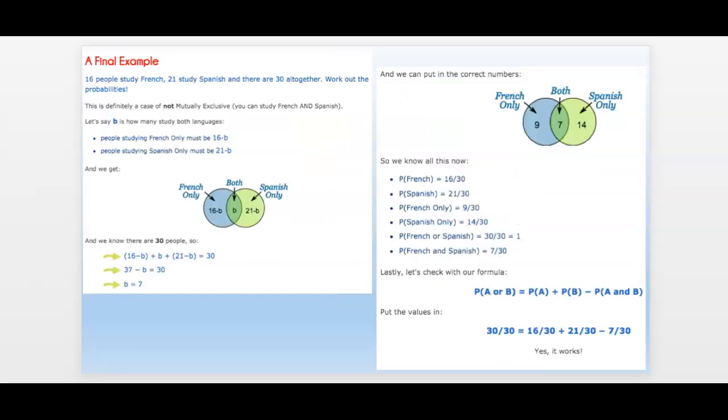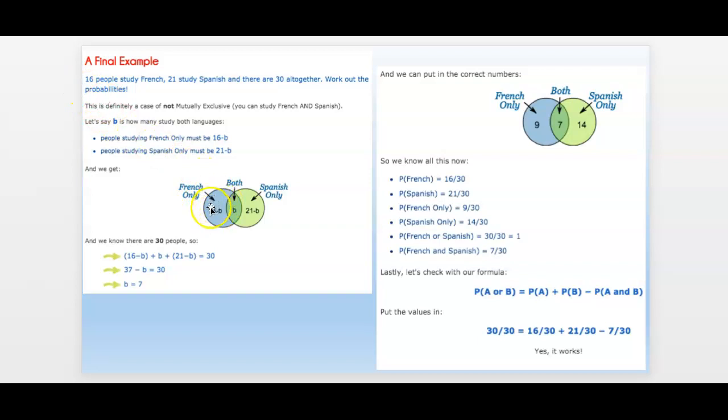And we'll use it. As a quick final example, sometimes it looks like this. We're saying that 16 people study French and 21 study Spanish, and there's 30 people altogether. Well, that means that some people must study French and Spanish. So you can set it up like this. There's some number in the middle that study both.